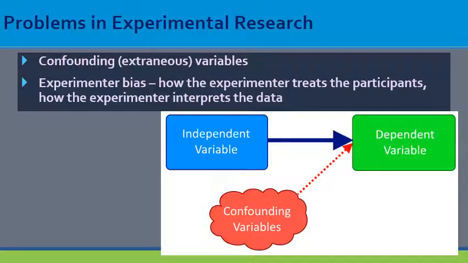Other sources of experimental problems would include the bias of the experimenter. When the experimenter treats the participants differently in the experimental group versus the control group, it might send an unconscious or subtle signal that could change the outcome. When an experimenter interprets the data in a way that leads to a more favorable conclusion, that also can cause problems in the experiment as well. So it's very important for the experimenter to keep his or her own bias out of the experiment and out of interpreting the data at the end. And there are ways that we can do that.